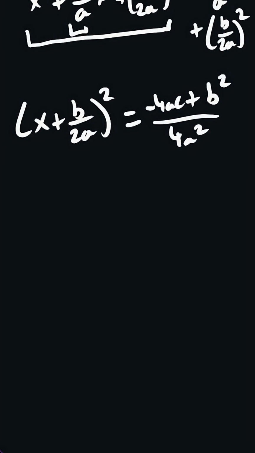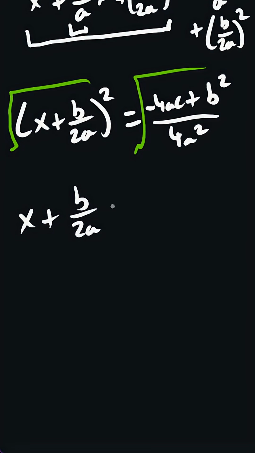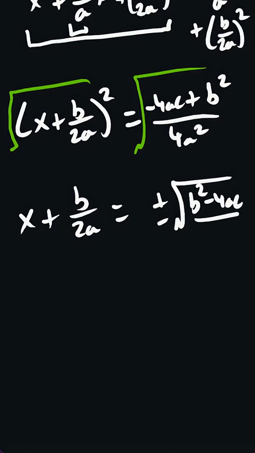And then we're going to take the square root of both sides. We have x plus b over 2a equals plus or minus the square root of, and I'm going to rewrite this as, b squared minus 4ac over 4a squared. We can actually take the square root of the top and bottom of this fraction. The square root of the denominator, the square root of 4a squared, is 2a.